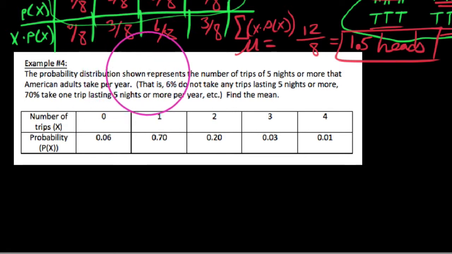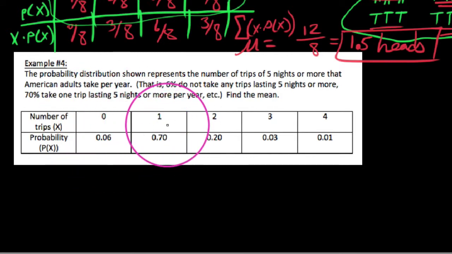So it says the probability distribution shown represents the number of trips of 5 nights or more that American adults take per year. So essentially, we gave a survey. We said, hey, how many five night or more vacations do you take a year? And we found that 6% of our respondents say they never go on vacation, 0 five-night or more vacations a year. As a matter of fact, I fall into that category.